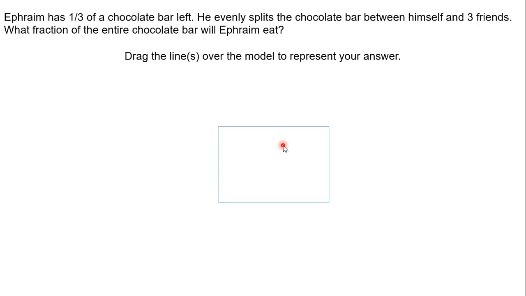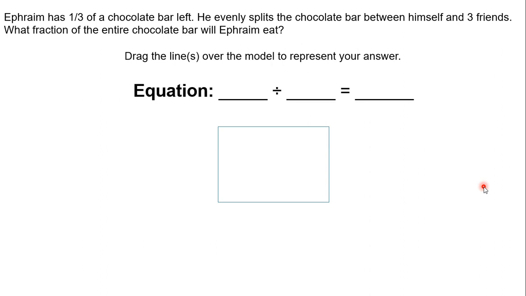Let's try another problem. All right. So this is Miss Milanese here. Ephraim has 1/3 of a chocolate bar left. He evenly splits the chocolate between himself and 3 friends. What fraction of the entire chocolate bar will Ephraim eat?